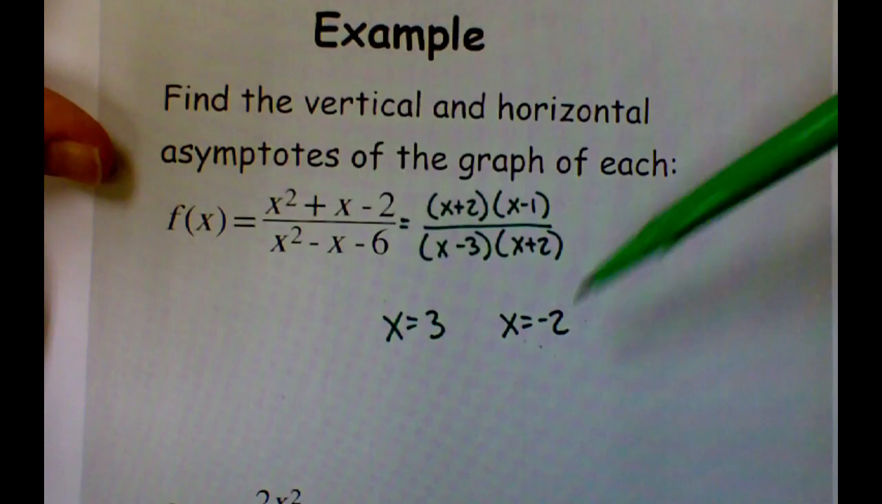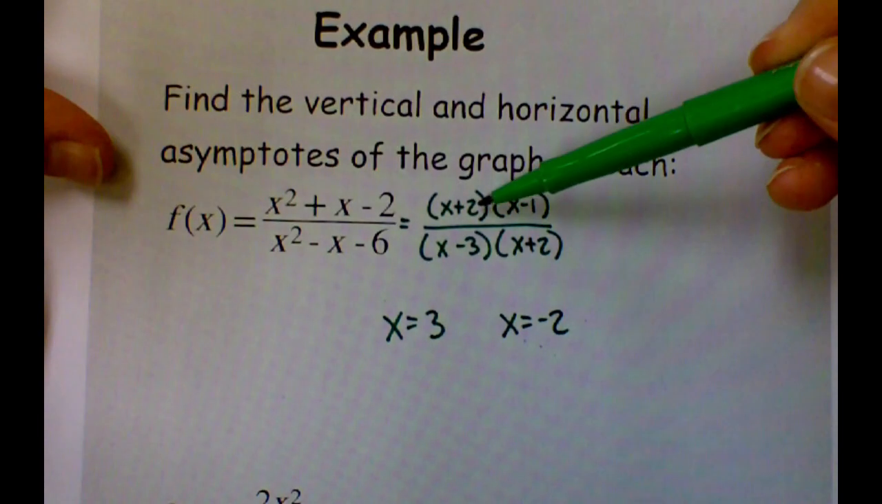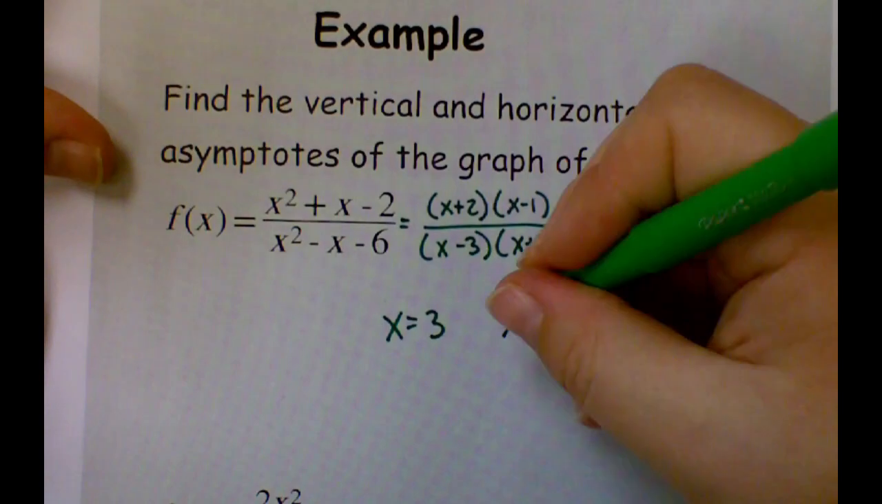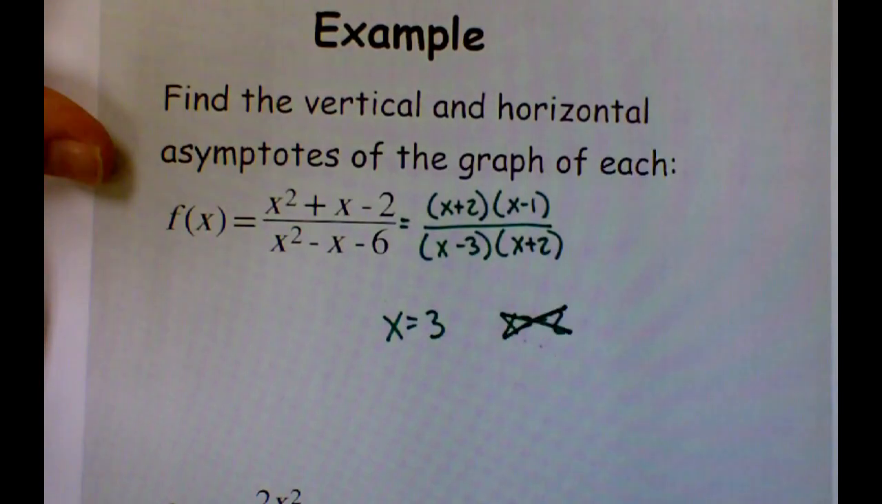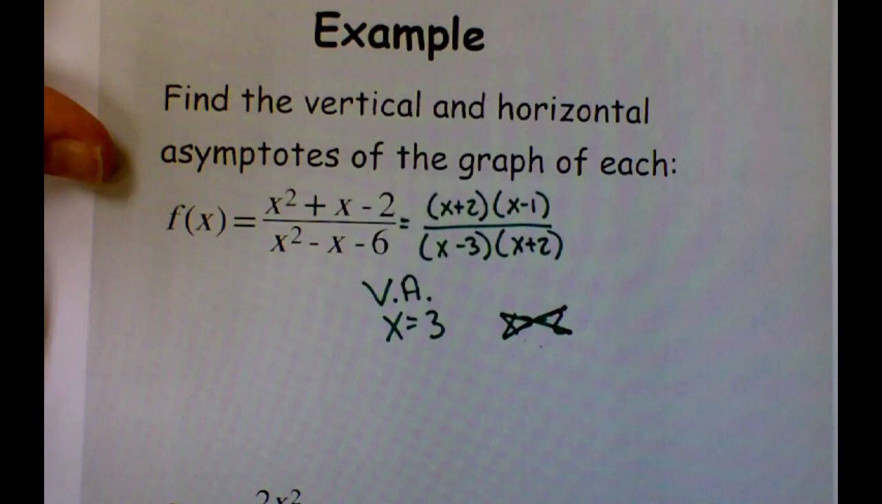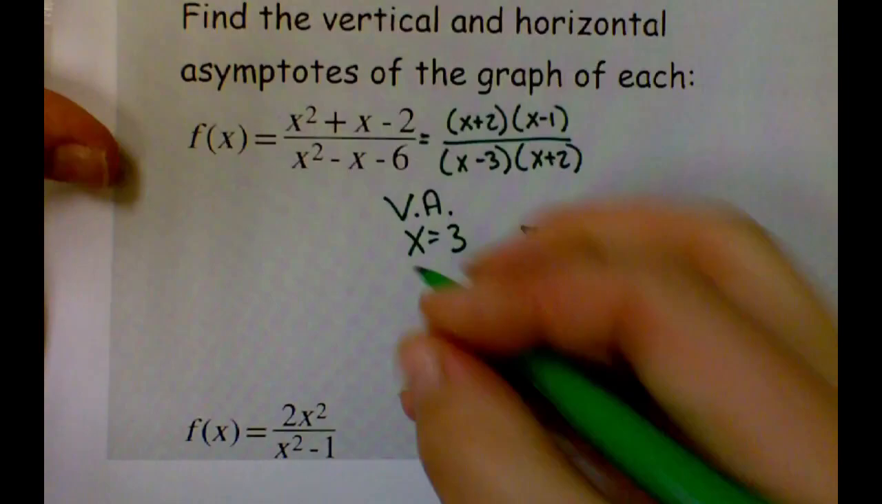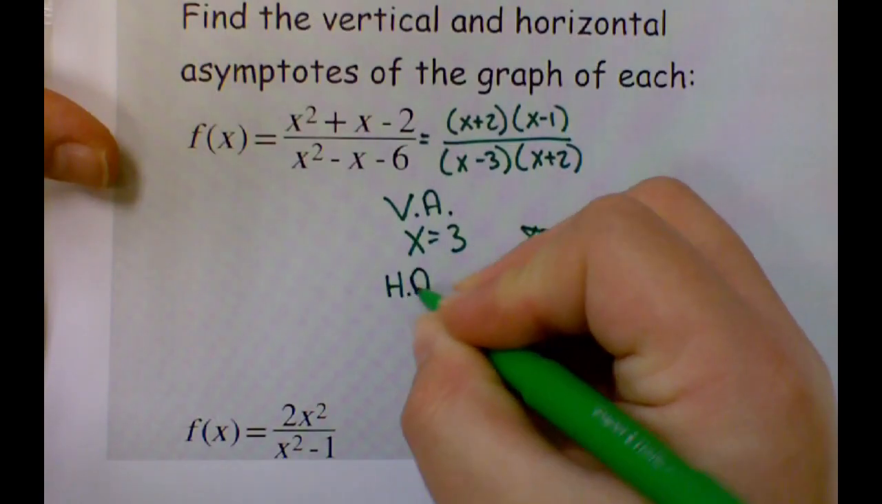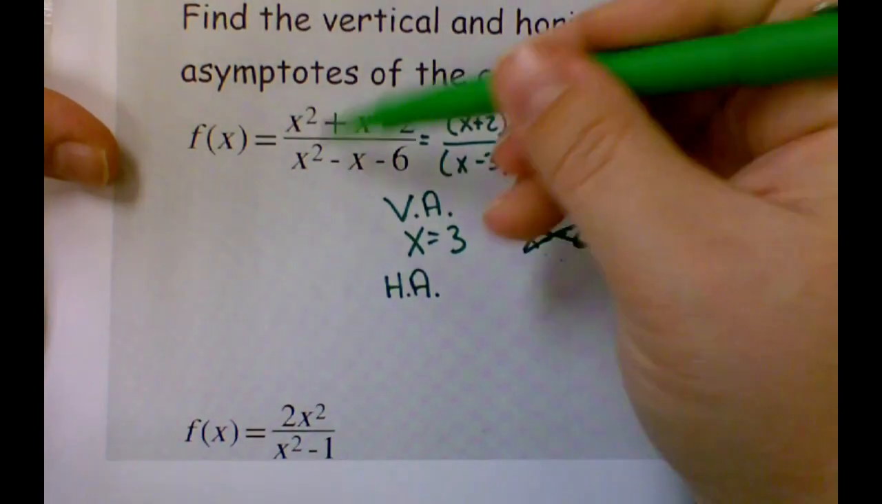But please notice that negative 2 also makes the numerator 0, which means it's actually not a vertical asymptote. We're going to talk about that in just a second. So our only vertical asymptote is x equals 3. For our horizontal asymptote, we're not going to look at the factored version. We're going to look at the original.